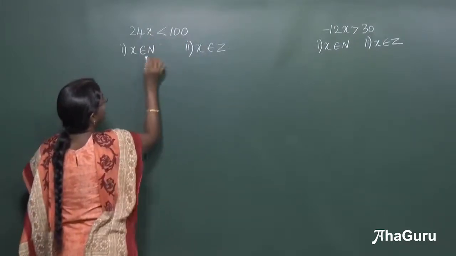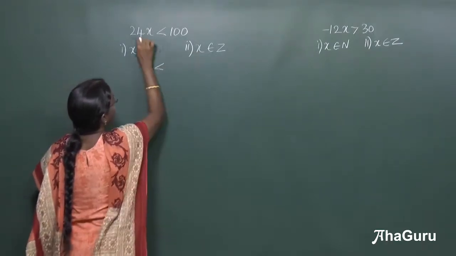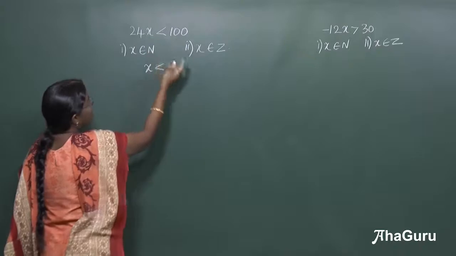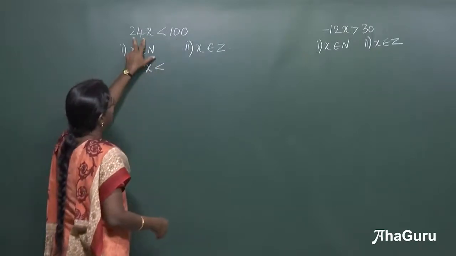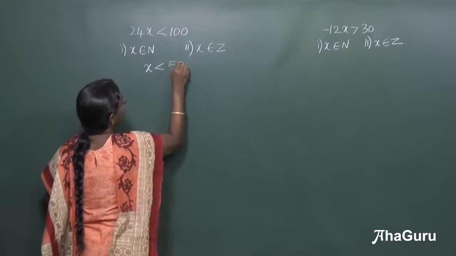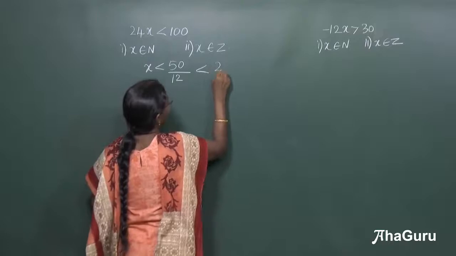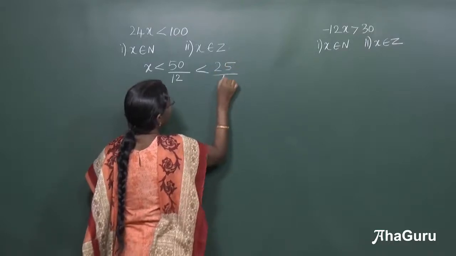24x is less than 100. So, when I simplify it, I get x to be less than 100 by 24. It is a positive constant. If you divide both sides by 24, inequality does not change. We get it as x less than 50 by 12, or this is equivalent to 25 by 6.